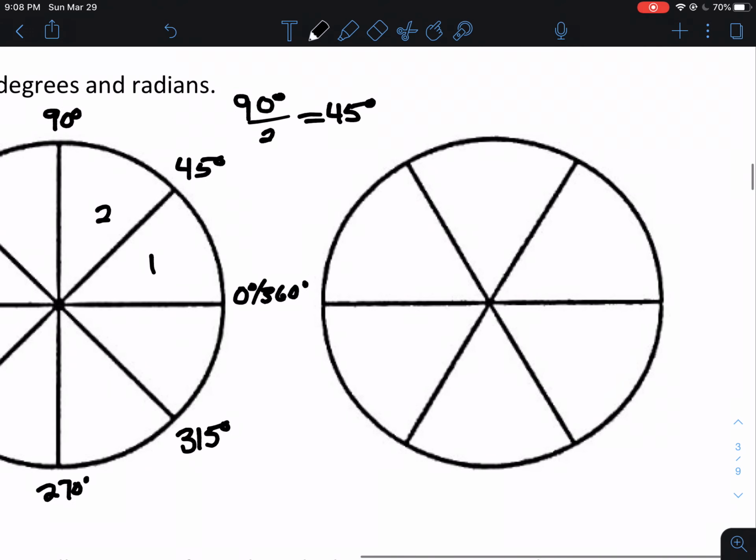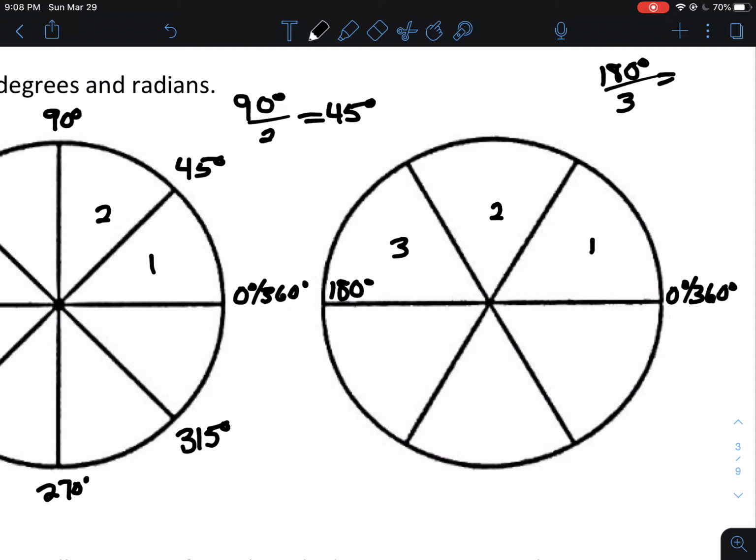Okay, one more to go here. So again, we can start by labeling the ones that are kind of clear off the bat. So 0 and 360, 180. But notice this time you cannot label 90 and 270. They're not on the circle for us. So instead, let's think about how we're dividing up 180. And it looks like we've got 1, 2, 3 sections that we're dividing that 180 degrees by. So take 180, divide by 3 is 60. So now we're going up by 60 degrees each time. So 60, plus another 60 is 120, plus another 60, 180, and then 240 and 300.